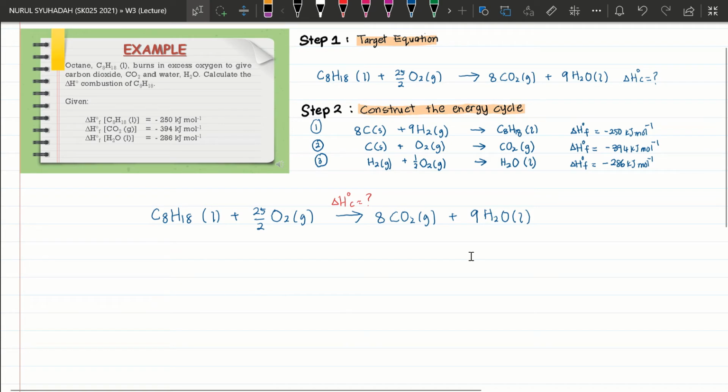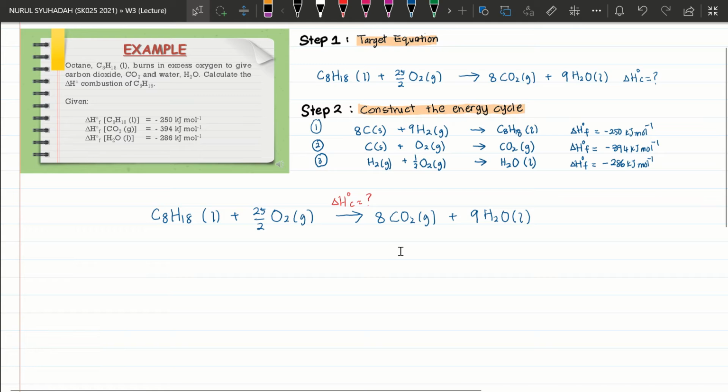After you have your target equation written down over here, the next thing is to look at each and every one of the species inside the equation. So first, let's say I want to do this one, C8H18. Then look for the equation that has your octane. So it's equation number 1. To complete the equation, it will be carbon plus hydrogen.